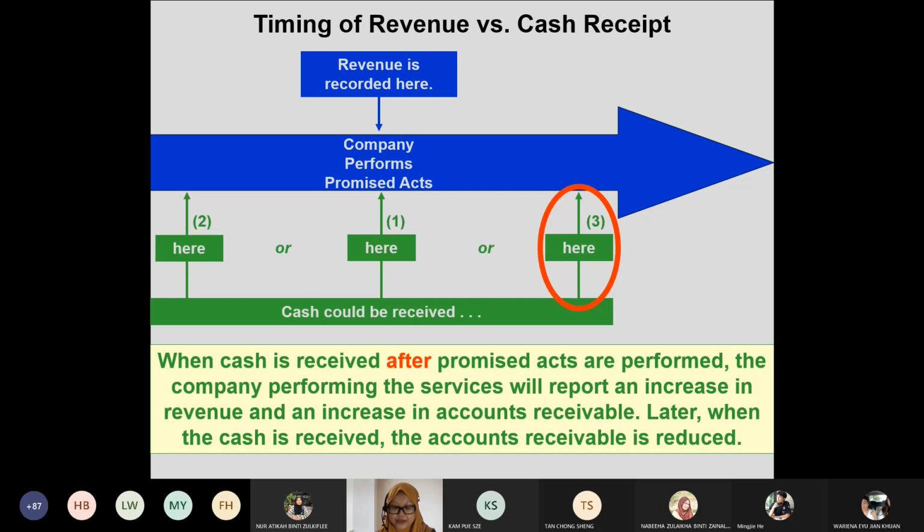Because they expect to receive cash in the future, it will be an asset. Okay, so in the future when the customer pays the cash, the company will report an increase in cash, and then decrease the accounts receivable because the customer already made the settlement. All right, so those are the three situations between the recognition of the revenue and the cash receipt.